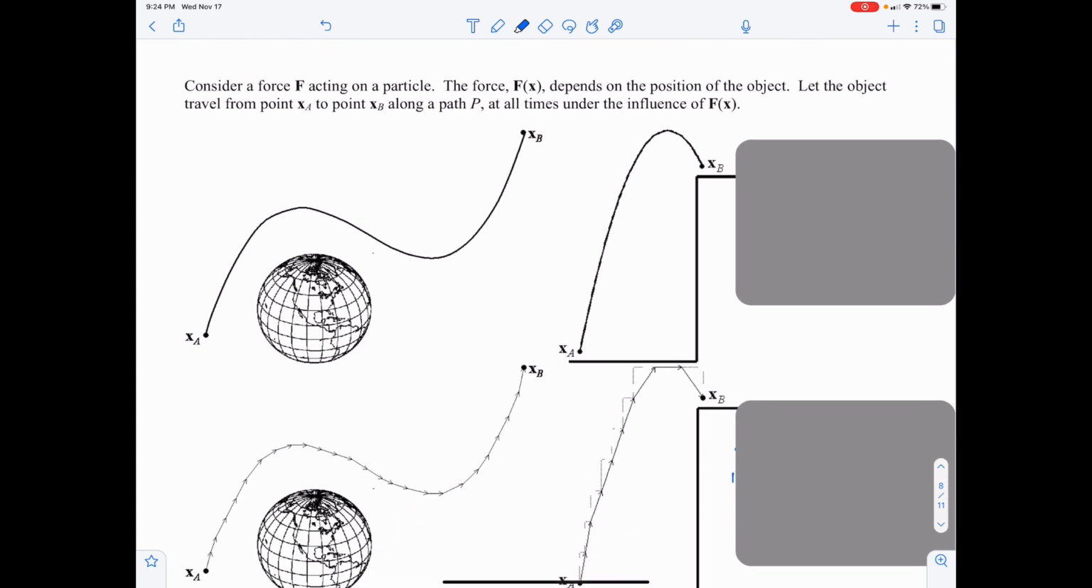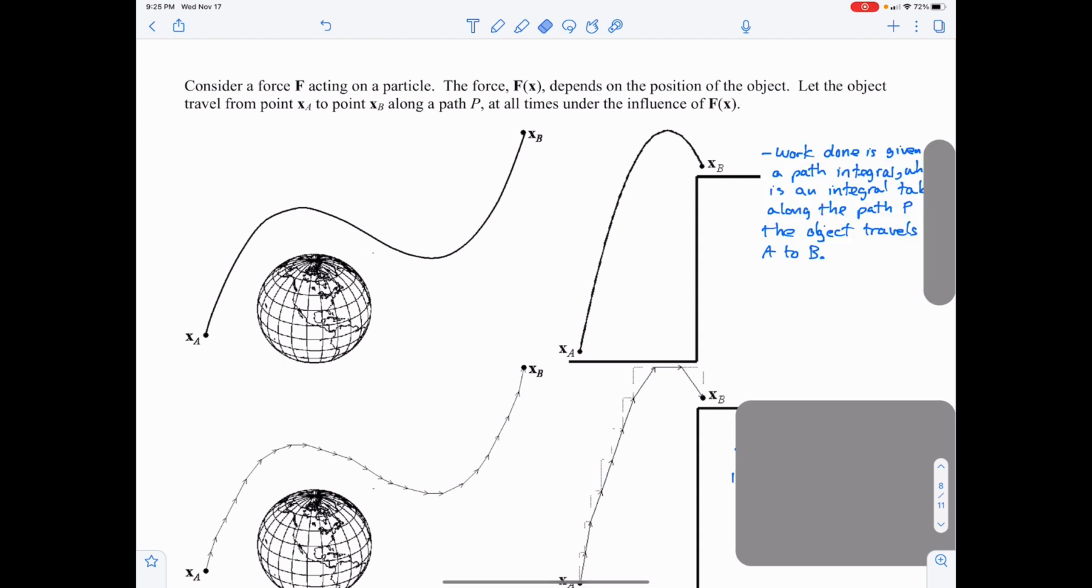Consider a force acting on a particle. The force f of x depends on the position of the function. Let the object travel from xa, which is way over here, to xb along this particular path, at all times under the influence of f of x. Work is given by the path integral, which is the integral taken along the path p that the object travels from A to B.